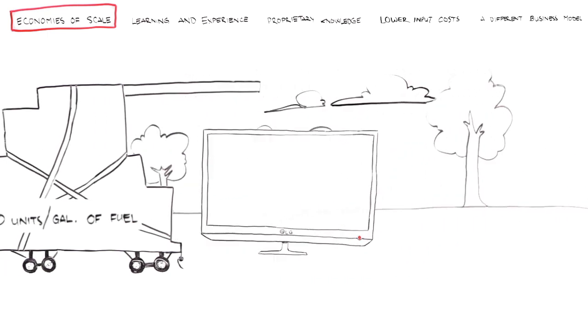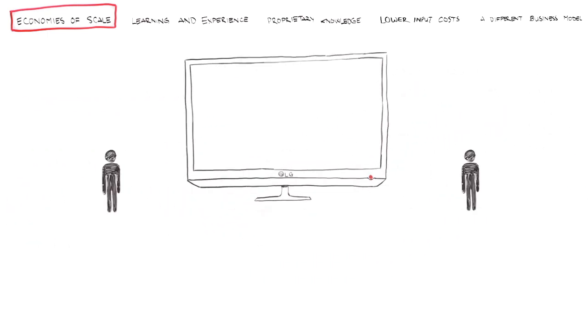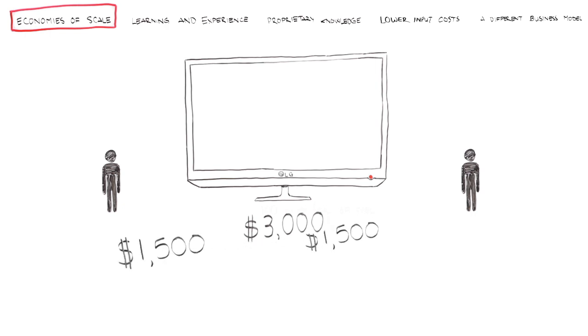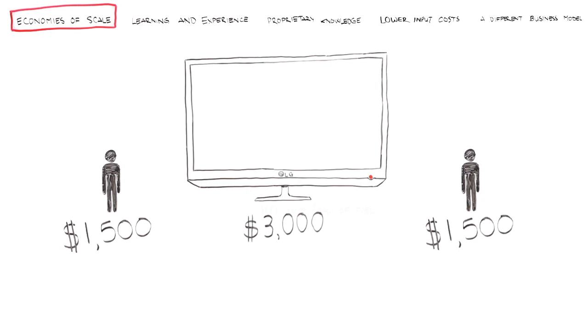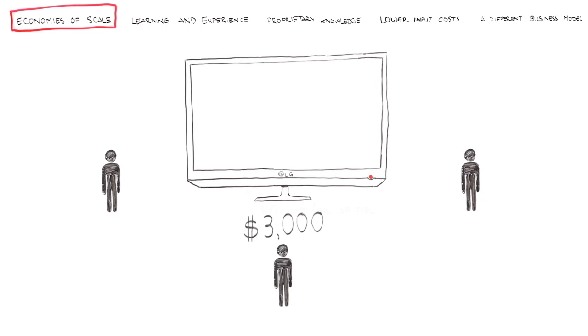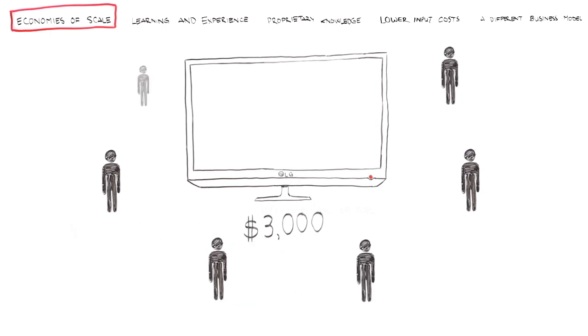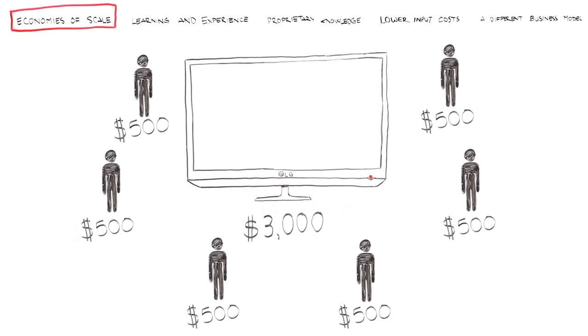A simple way to think about this is to imagine 2 roommates who decide to share the $3,000 cost of purchasing a big screen TV. In this case, the cost per roommate is $1,500. If, however, a third roommate joins in the purchase, the cost per roommate will decrease to $1,000. And if 6 roommates participate, the cost drops to $500 per roommate. The more roommates over which to spread the cost of the TV, the lower the cost per roommate.